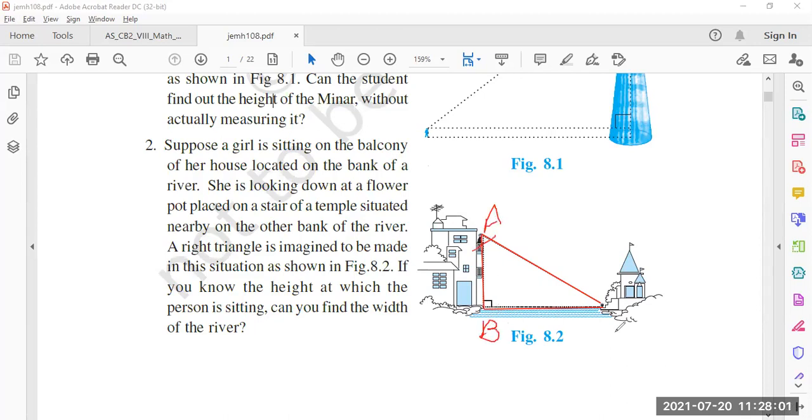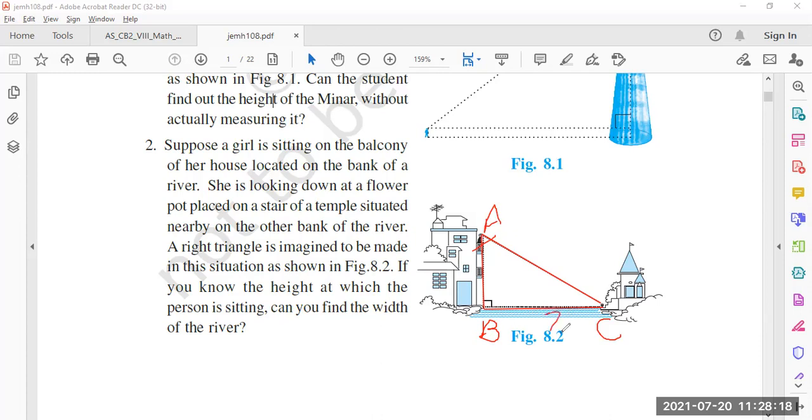Here we have A, B, C. Usually we take A, B, C. You can also take P, Q, R or X, Y, Z. There is no compulsion that we should take only A, B, C. You can take any other letters. So here also we get the right triangle.